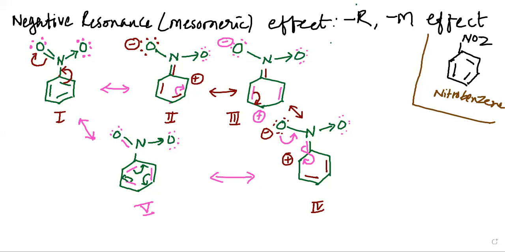Thank you, dear students. So let us study this effect with one more example. Suppose we have benzaldehyde. This compound is known as benzaldehyde, my dear students. We have C double bond O and H. This is what it is known as benzaldehyde.